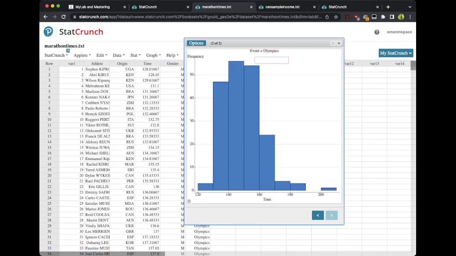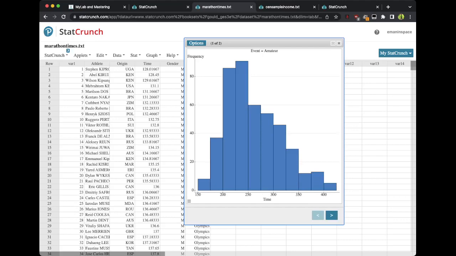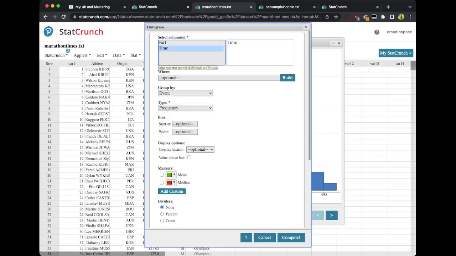Okay, so you can see that there's a difference between the times or the distributions of people who ran a marathon at the Olympics and people who ran the marathon as amateurs. Which should make sense, right? The Olympic athletes should probably be a lot faster. So I'm going to go options, edit, and we're going to have it put a median.